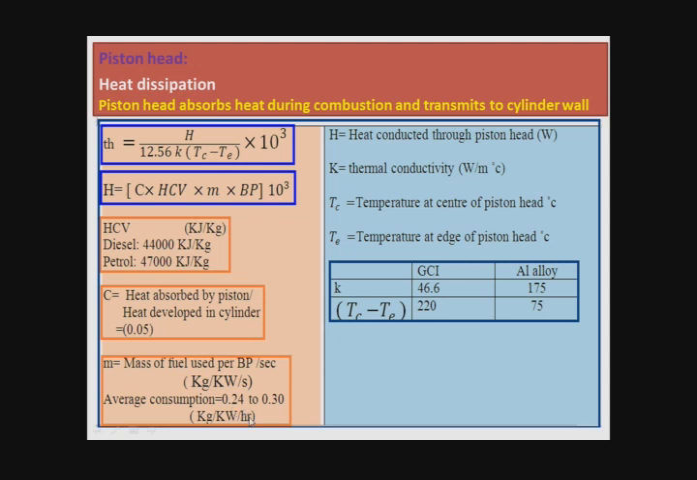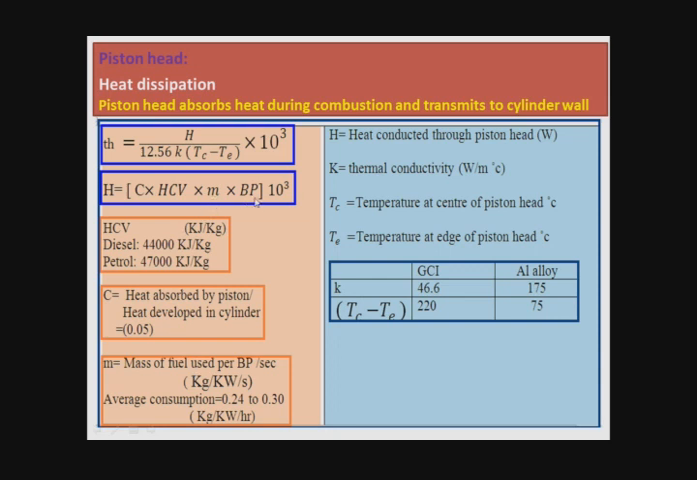To convert per hour into per second, you have to divide by 3600. Okay, so this is the value of m. You have to substitute it in terms of kg per kilowatt second.